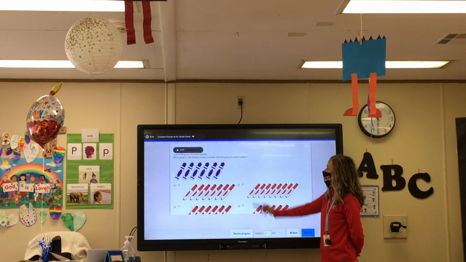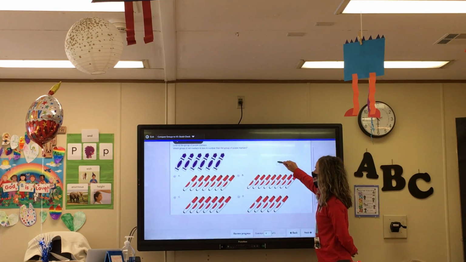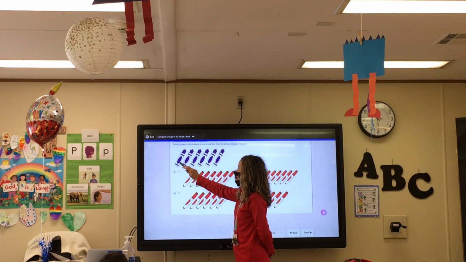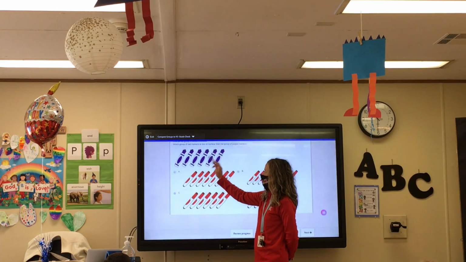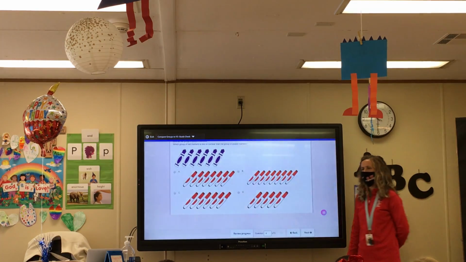All right, look at the group of purple markers. Which group of red markers is less in number than the purple? So first of all, let's count. One, two, three, four, five, six. Which group is less, A, B, C, or D? D.